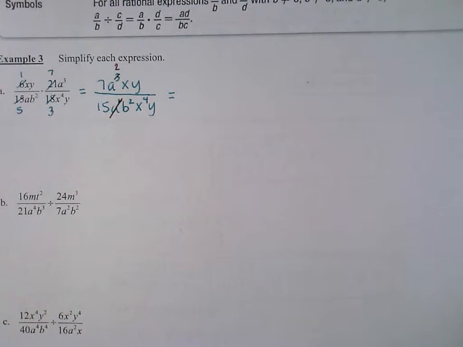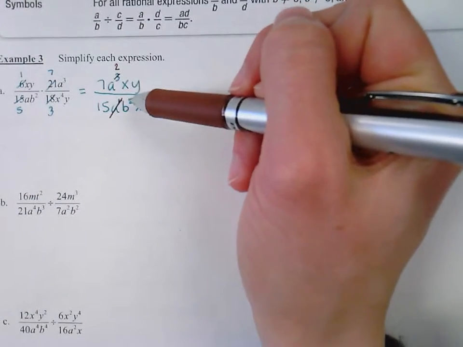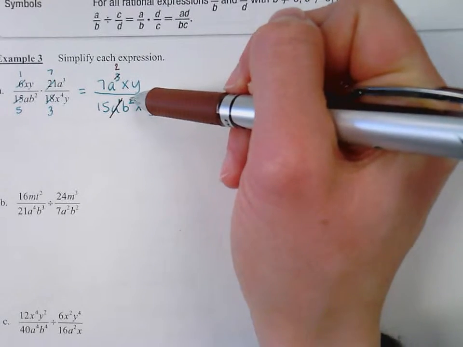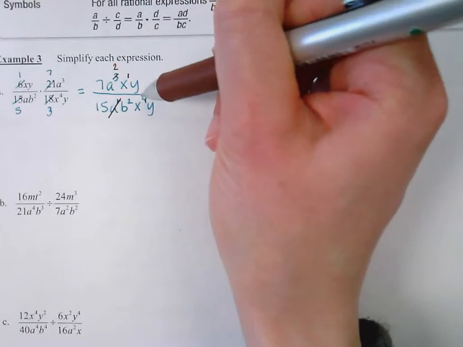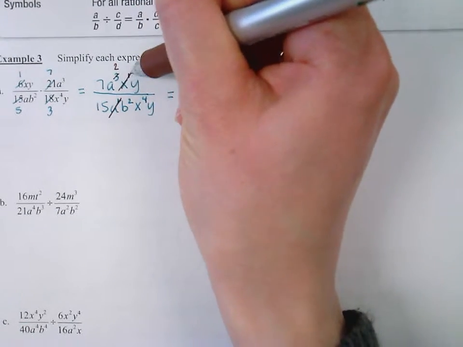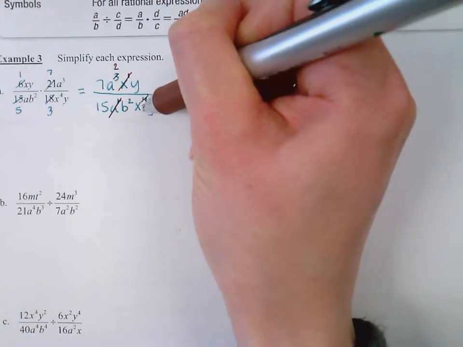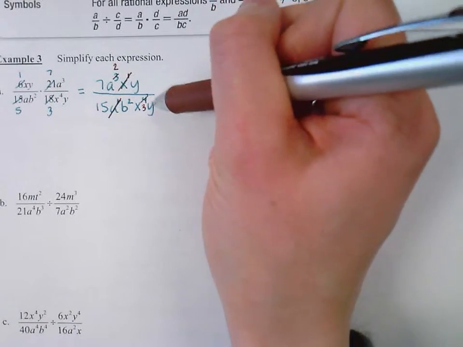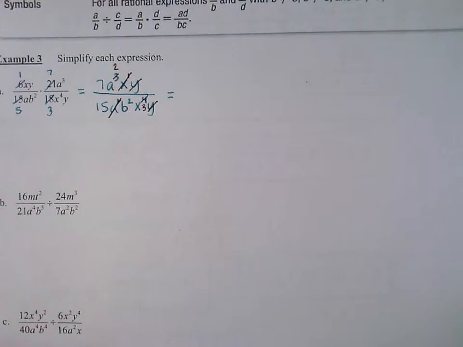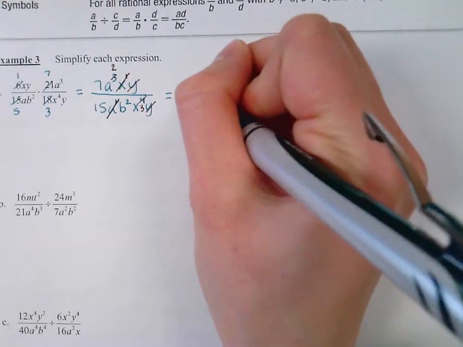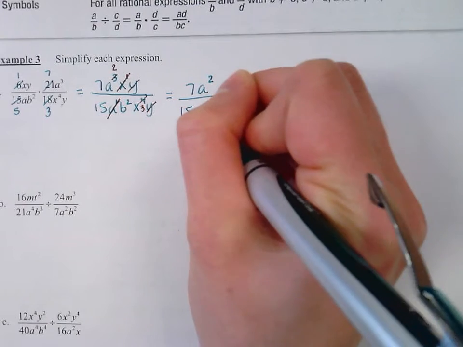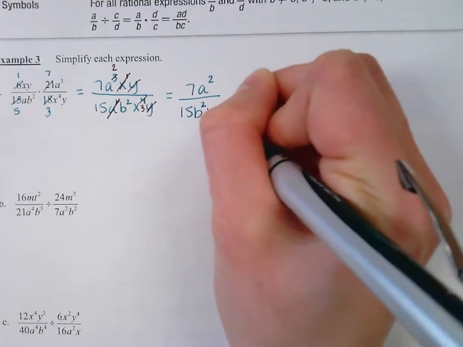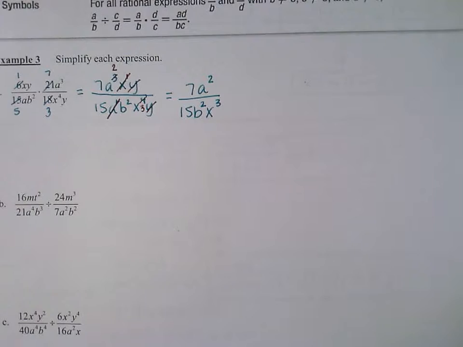So I subtract their exponents. And then I still have the b on the bottom. That's the only b. I have an x to the first on the top with an x to the fourth on the bottom, so that x to the first on the top will be gone, and that means I only have 3 left on the bottom. And then since I have y on the top and bottom, those just cancel out completely because they're both y to the first. So I have 7a squared on the top, and then 15b squared x cubed on the bottom.